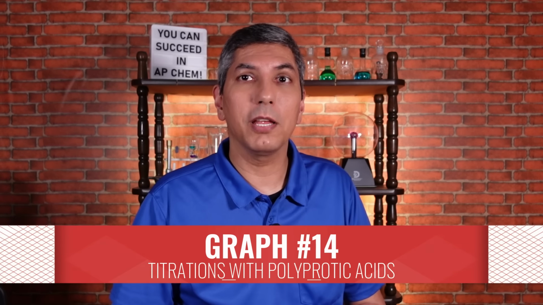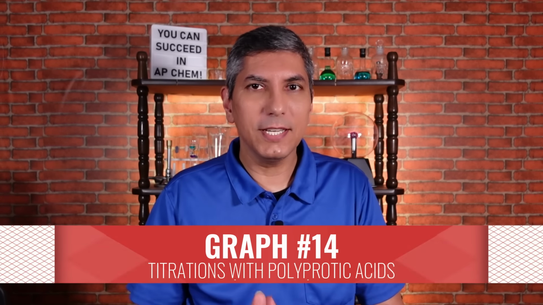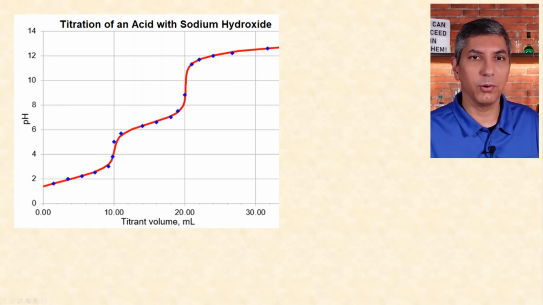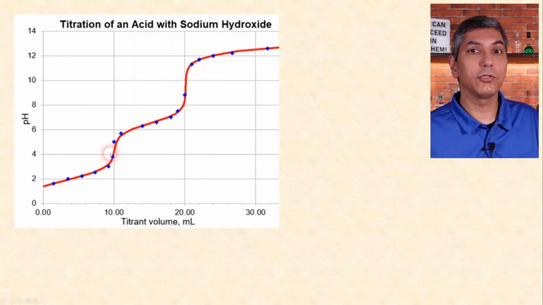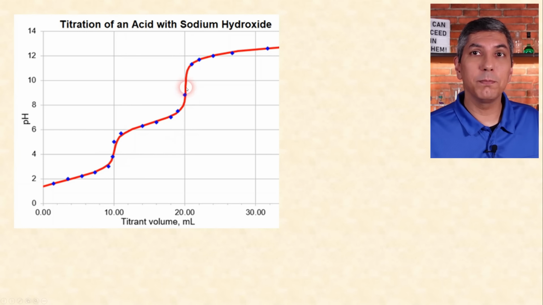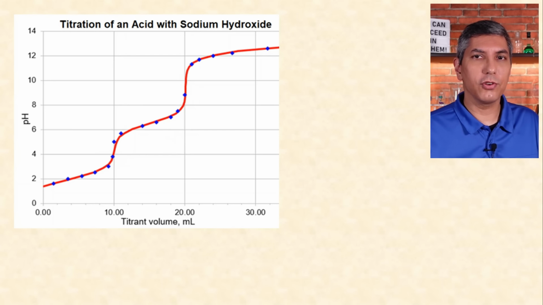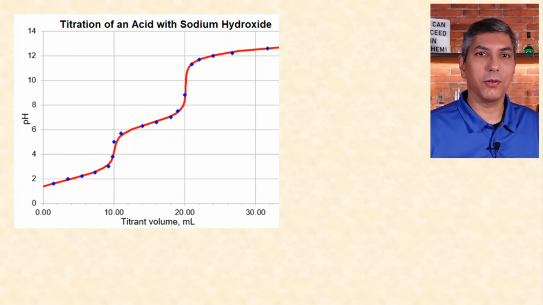Graph number 14. Titration curves with polyprotic acids. When you see a titration curve with more than one inflection point, that means the titration has more than one equivalence point. Since this curve has two equivalence points, it must be a diprotic acid. Over the course of the titration, two hydrogen atoms dissociate, one after the other.